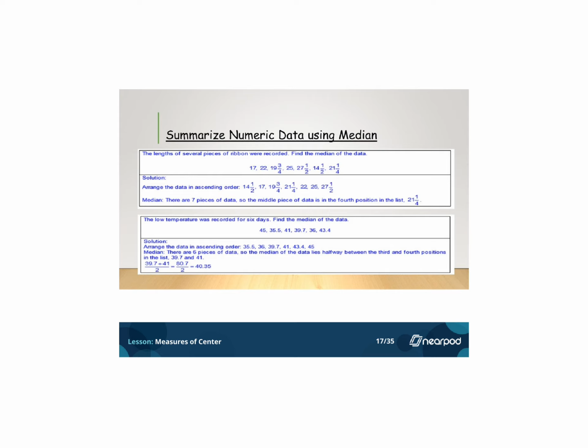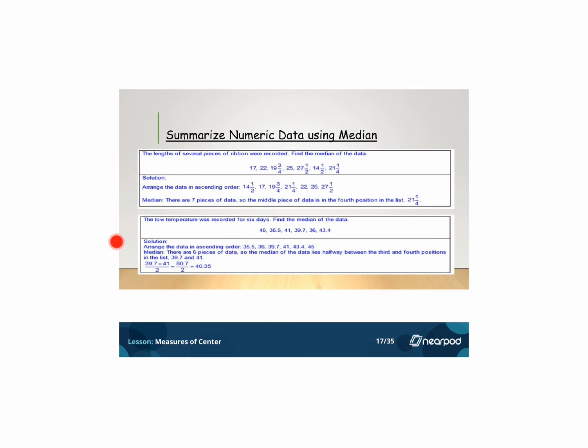Next one is summarize numeric data using median. So we're going to be using median. Median is the middle number of a list of numbers that are from least to greatest. So again, the length of several pieces of ribbon were recorded. Find the median of the data. So they give you all these numbers right here.